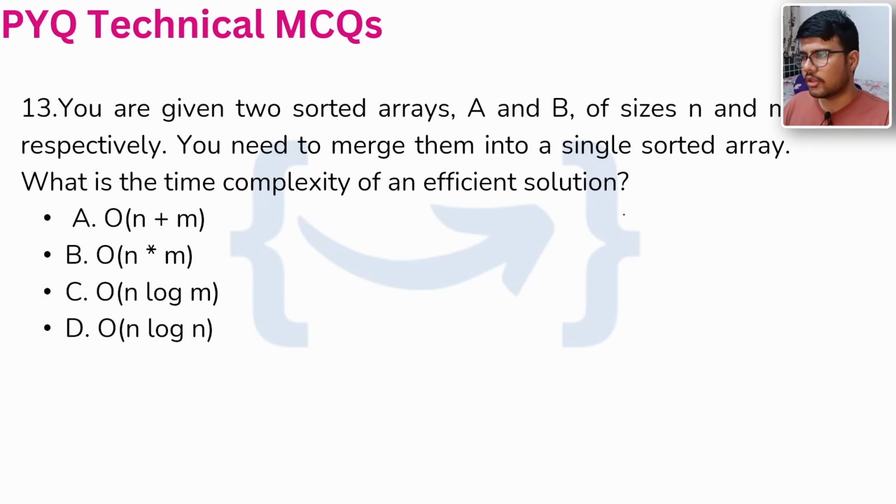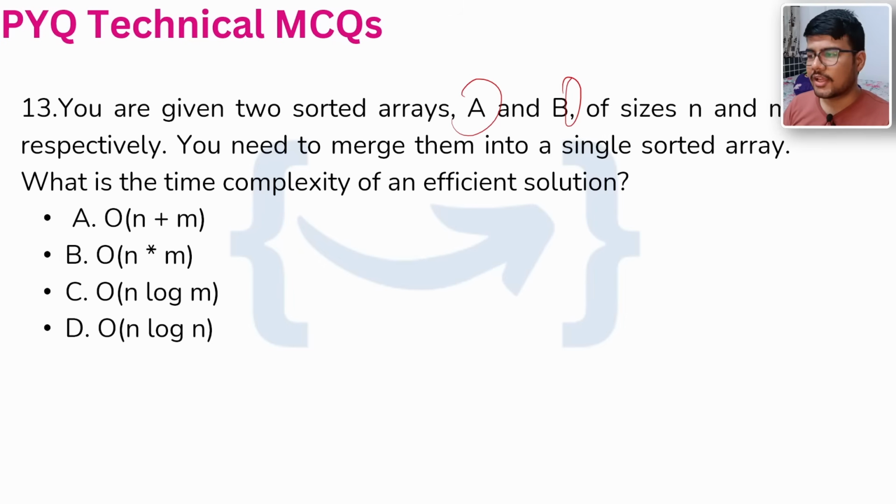Cool. So you are given two sorted arrays A and B of size n and m respectively. You need to merge them into a single sorted array. What is the time complexity of an efficient solution? To merge sorted arrays, it will definitely be O of n plus m.